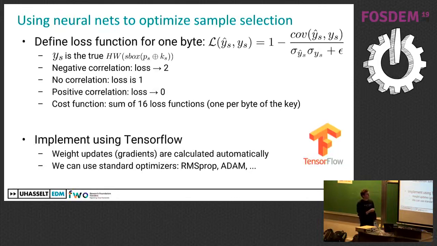If you implement this using TensorFlow, then you don't have to manually calculate the gradients to update the weights. They are calculated automatically by an optimizer. And for the optimizer, you can use something standard like RMSprop or Adam. Doesn't really matter.